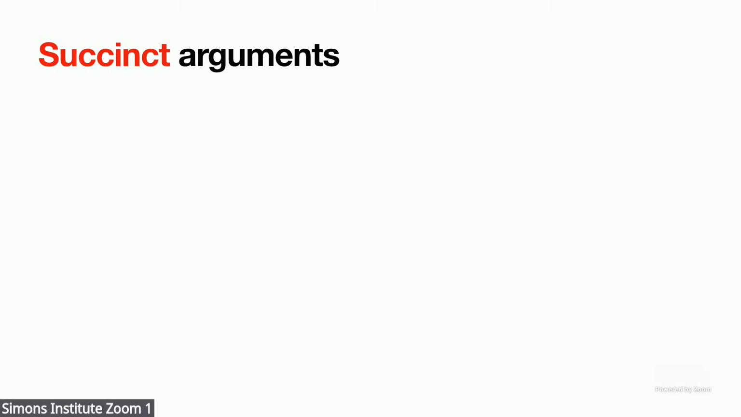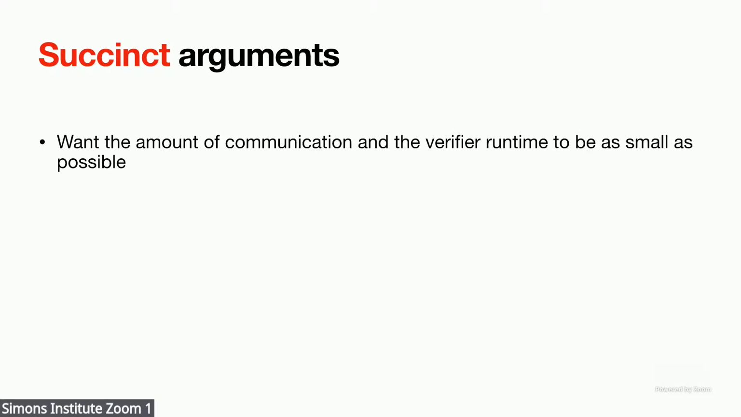So what is a succinct argument? In general, the name of the game here is you want the communication between the prover and the verifier to be as small as possible. So ideally, much smaller than the size of the witness for the problem you're trying to check.